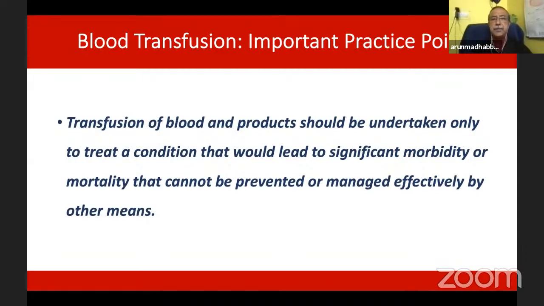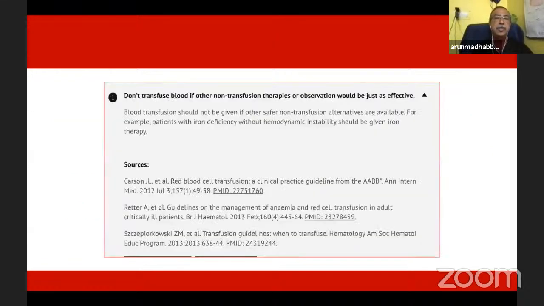Transfusion of blood and blood products should be undertaken only to treat a condition that would lead to significant morbidity or mortality that cannot be prevented or managed effectively by other means. This should be the important dictum while we follow this presentation today. The guidelines are being put forward in the same block the way they are found.